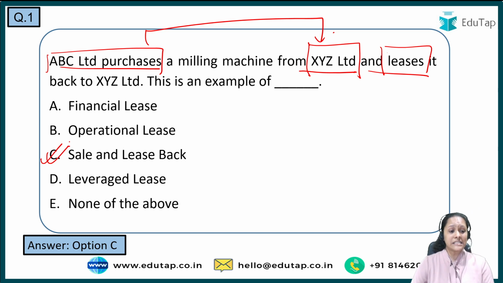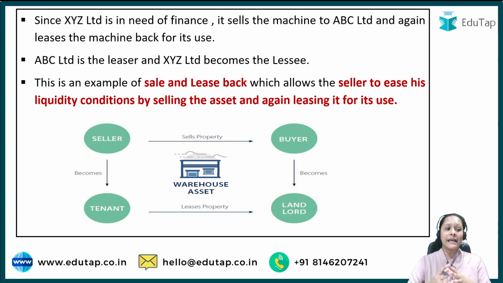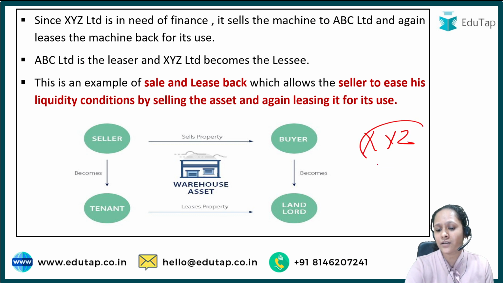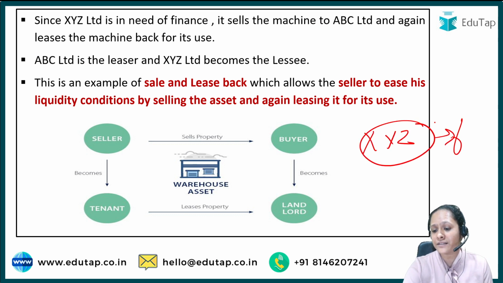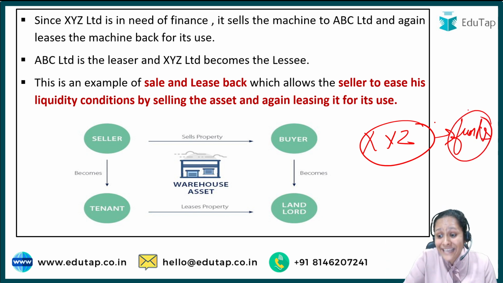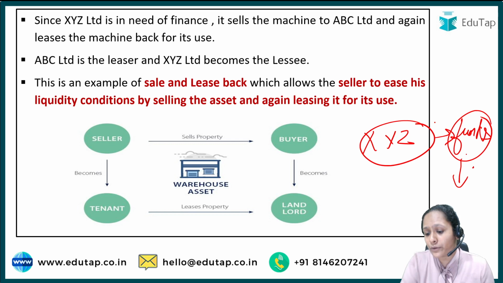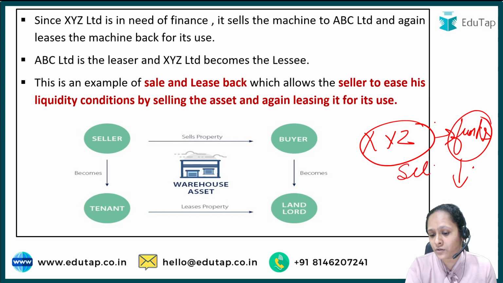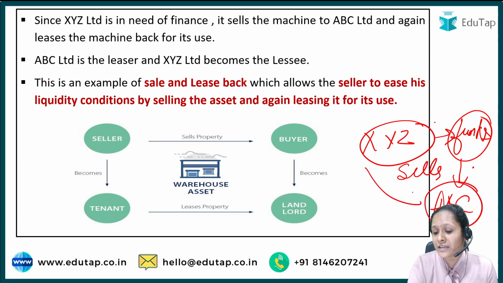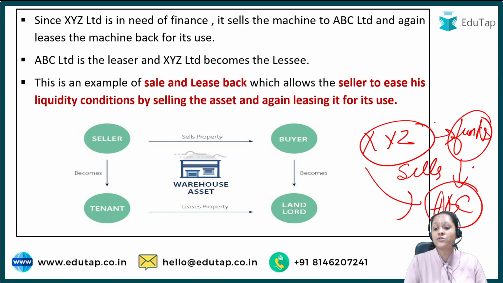Now let us understand what is sale and lease back. See, why does a company do sale and lease back? In this case, the XYZ Limited was in need of funds. So what it does is, it sells its machine to ABC, which manages its short term cash requirements. Now, it still wants to use the machine.